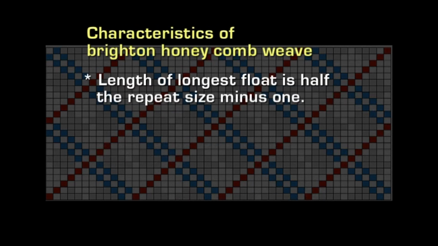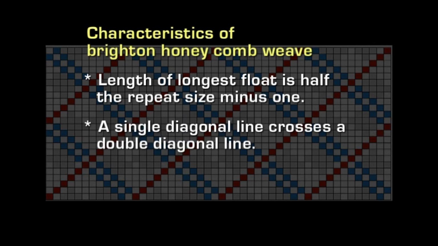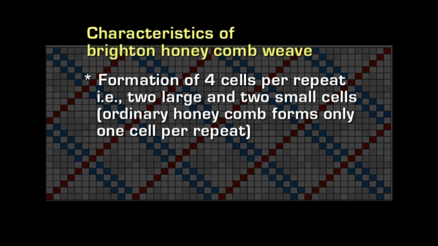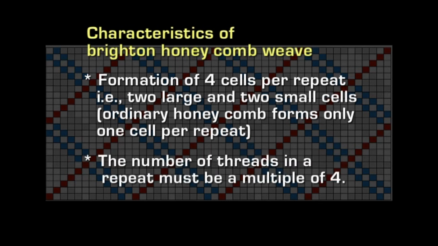and the length of the longest float is half the repeat size minus 1, that should be remembered. And in this, a single diagonal line crosses a double diagonal line, which is different from the ordinary honeycomb weave, where it is single by single or double by double. And then there is formation of 4 cells per repeat, that is 2 large and 2 small cells. In the case of ordinary honeycomb, only 1 cell per repeat is taken up. And the number of threads in a repeat must be at least a multiple of 4.